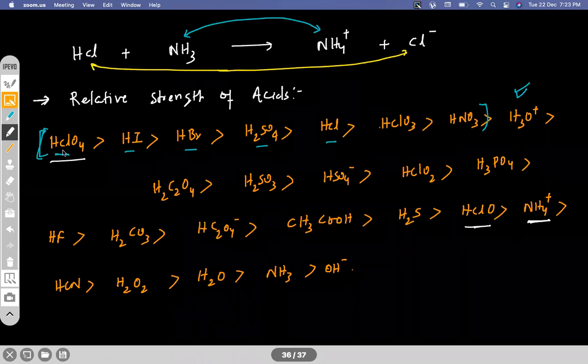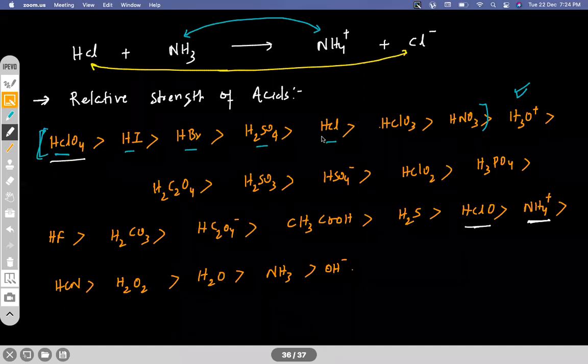Means from HClO4 to HNO3, if all these compounds you dissolve in water, finally, you will get H3O+. Means HClO4 converts into H3O+. HI converts into H3O+. HBr, H3O+. H2SO4, H3O+. HClO3, H3O+. So whatever acid you put in water from this to this, finally, you will have H3O+ as an acid in the solution. So what we say, HClO4 converts into H3O+. So its strength equals the strength of H3O+ in aqueous solution.